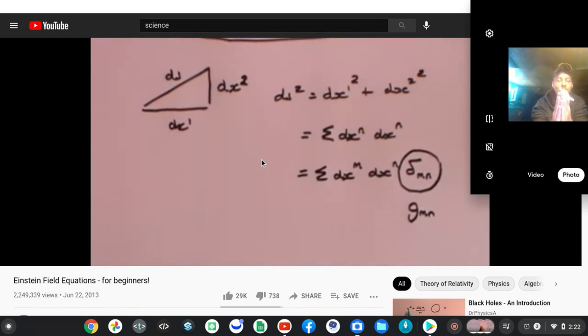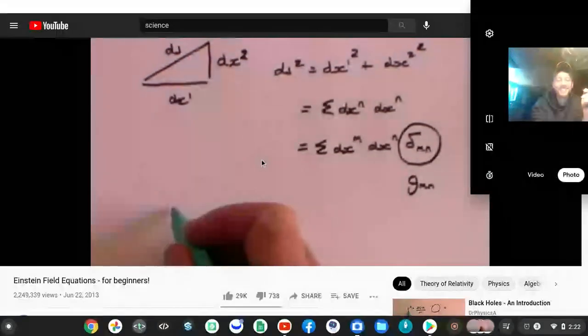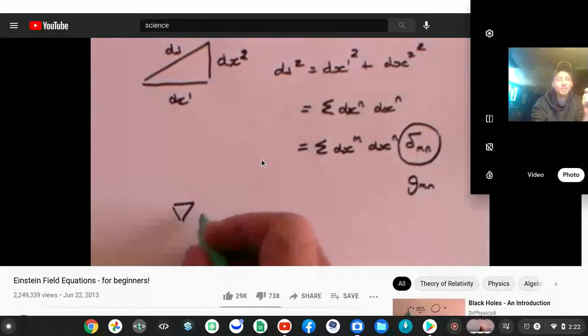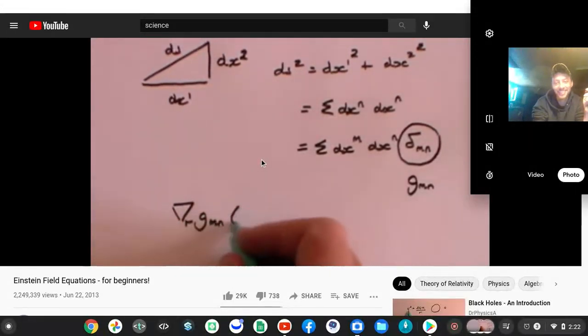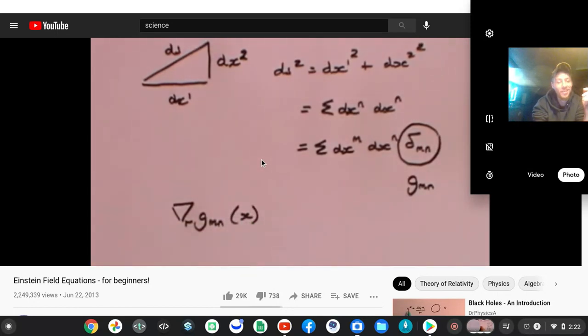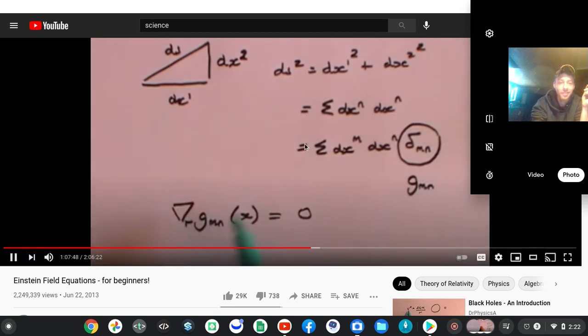Now, what is the derivative, we'll call it the covariant derivative, of g m n, let's say with respect to r, in the x frame of reference, if we are talking about flat space? Well, in flat space, the metric tensor is either 1 or 0. It is a constant. So the covariant derivative of a constant in flat space is 0.